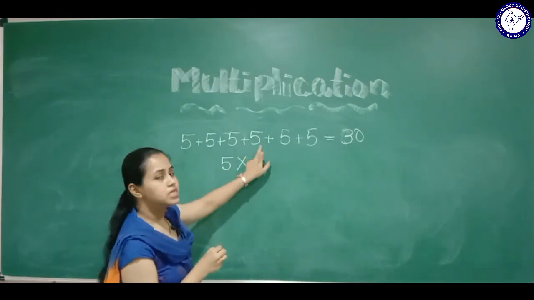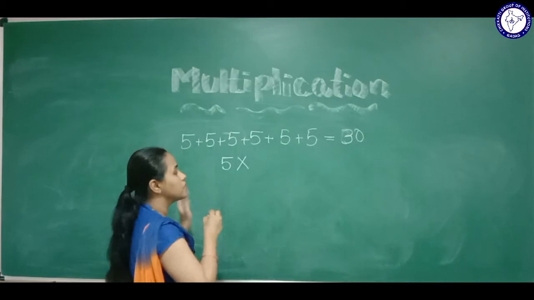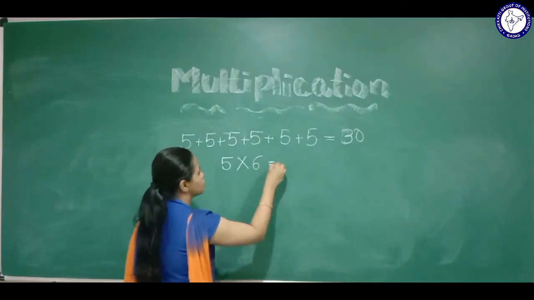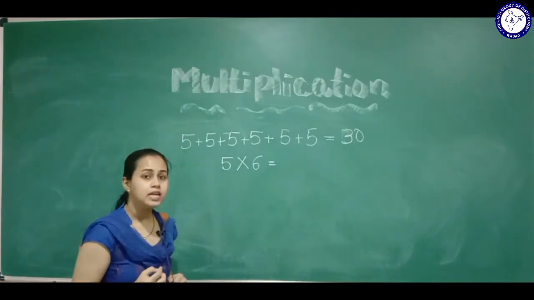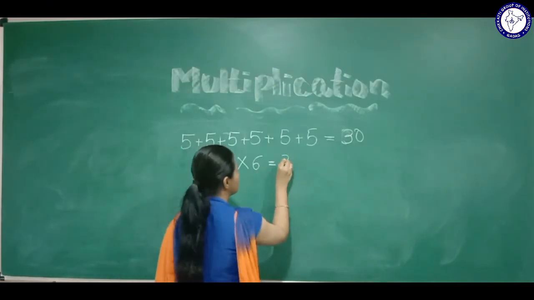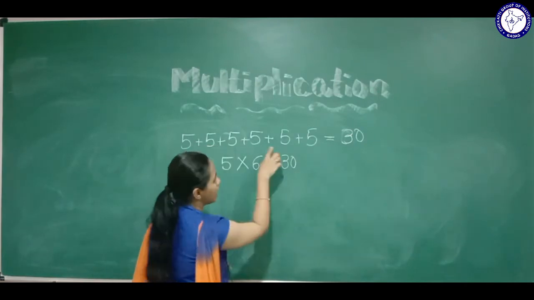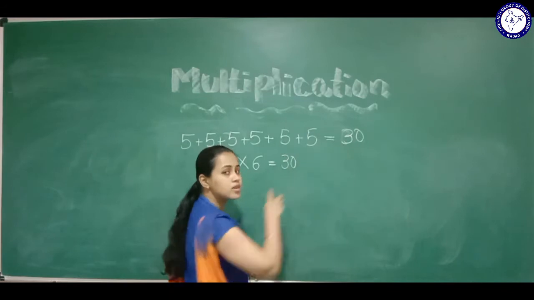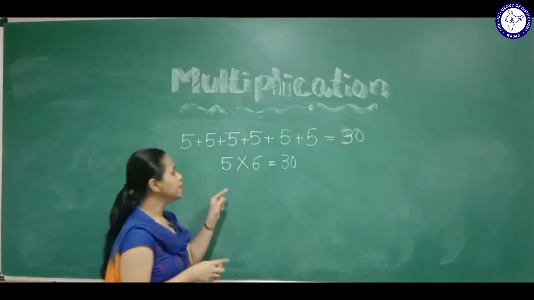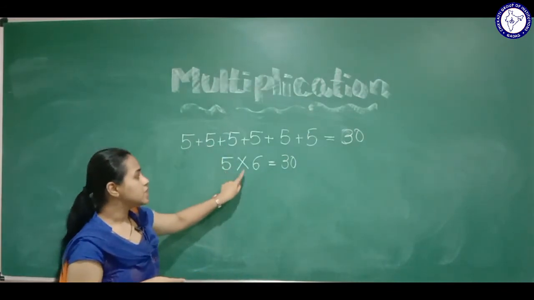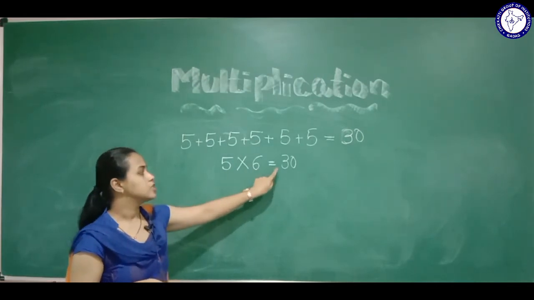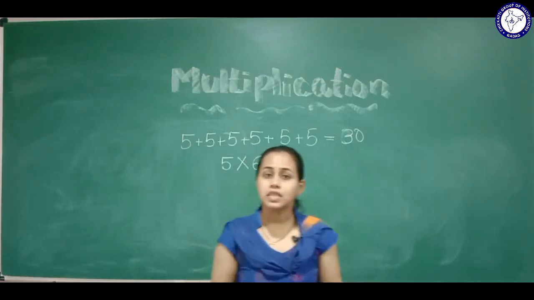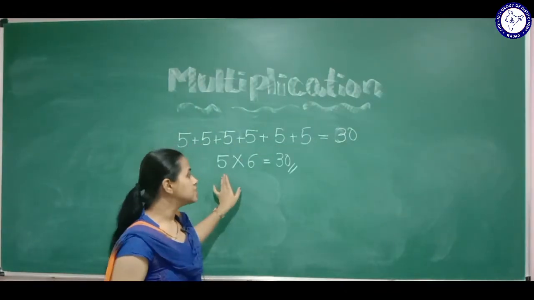How many numbers are here? 6 5s. How many 5s are here? 6. So 5 6s are 30, right? So we are adding 5, 6 times. So we got the answer 30 here, right? In the same way, if we are multiplying 5 into 6, it's what? 30. We got the answer 30. Okay, so we got the answer, right?